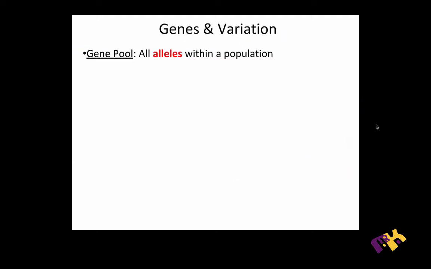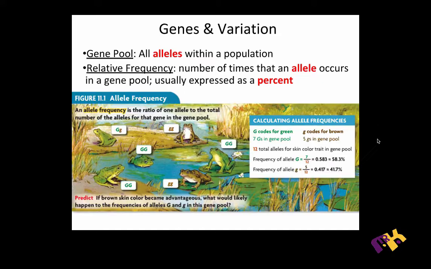All right, so really what we're talking about is genes and variation, and we should keep in mind that all alleles within a population are considered the gene pool, and the relative frequency is going to be the number of times that allele actually occurs within that gene pool. It's usually expressed as some percentage, an amount out of the total number of alleles present.